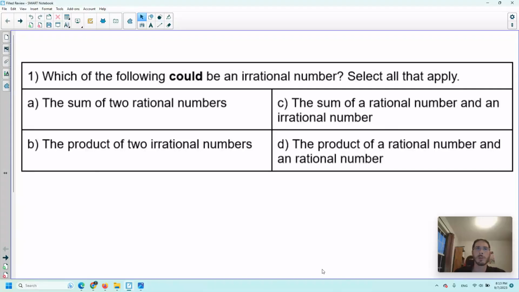This is the Unit 1 quiz. So first one says, which of the following could be irrational? Select all that apply. So this one says could, so that means anything that might give us an irrational number, we want to pick.